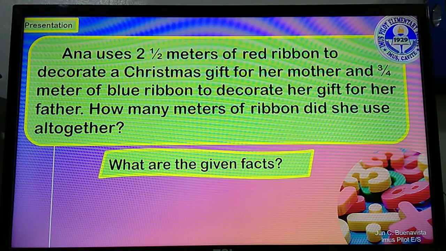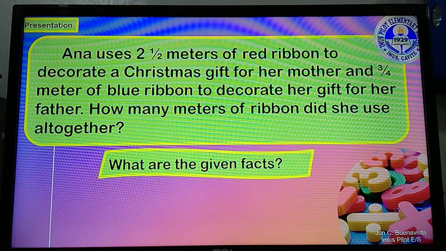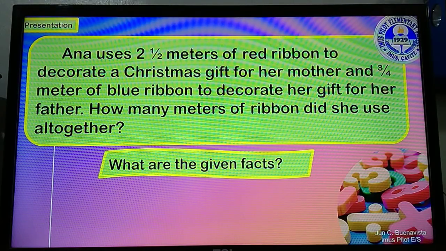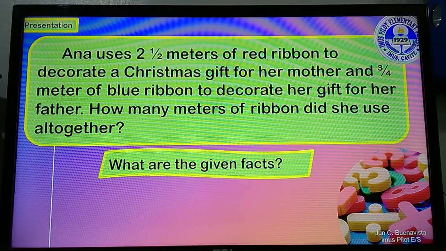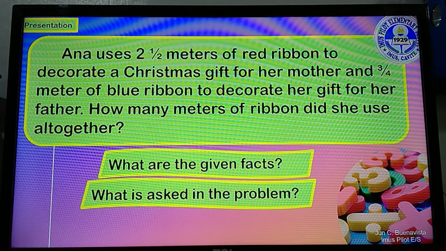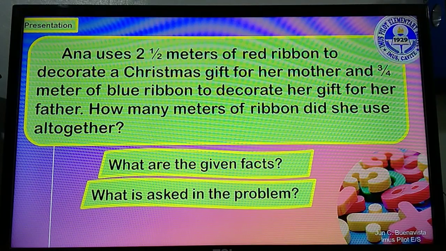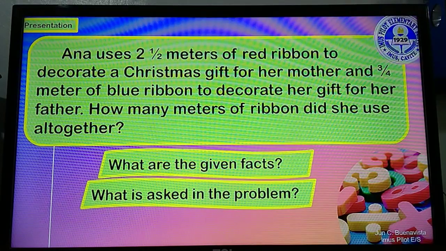And now, going back to the problem. Again, the given facts are 2 1/2 meters and 3/4 meters. Those facts we are going to use to solve the problem. So what is n in this problem? In this problem, n is the total ribbon to be used in making the Christmas gift decoration of Anna for her mother and her father.